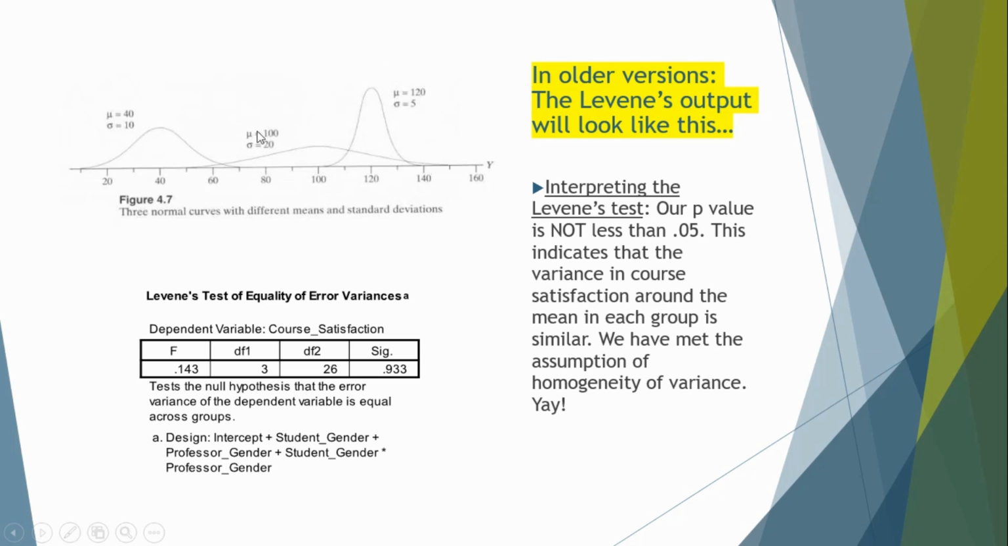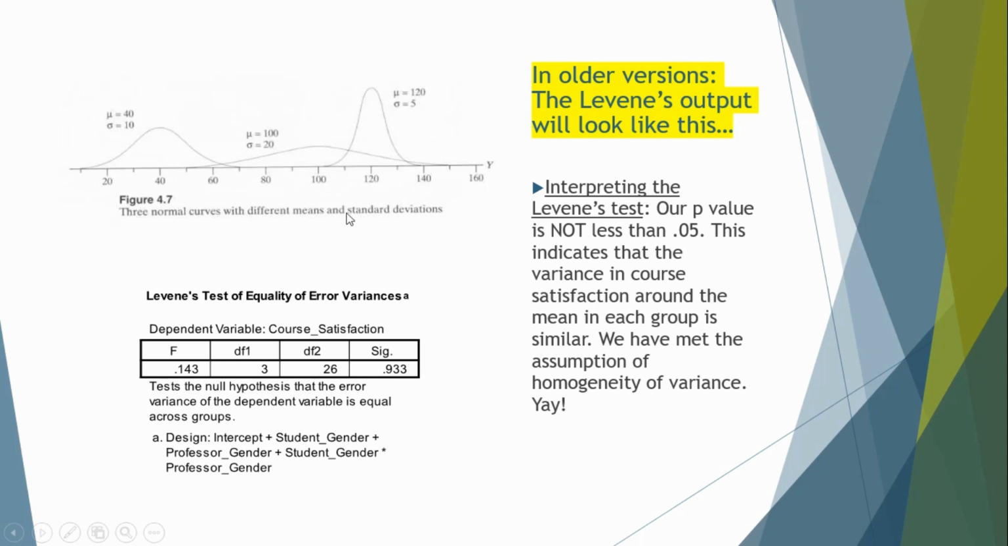So we don't want it to look like this. We don't want one group to have very little variability and one group to have a whole lot of variability in their scores, like they're all over the place, and then one group to have medium variability. We want the distribution to be roughly the same, so we would want to see a width of about this for every single group.